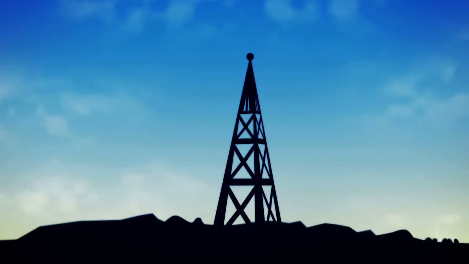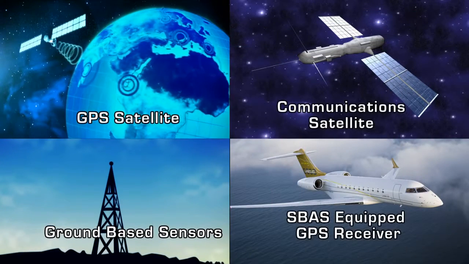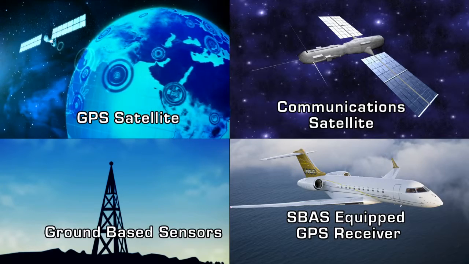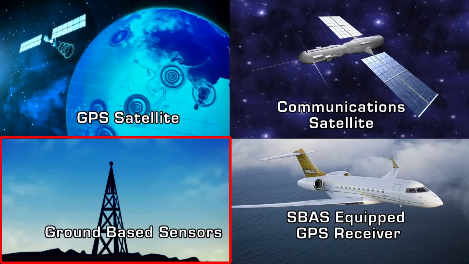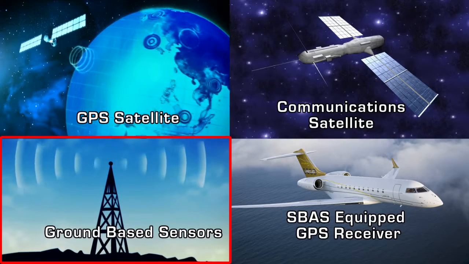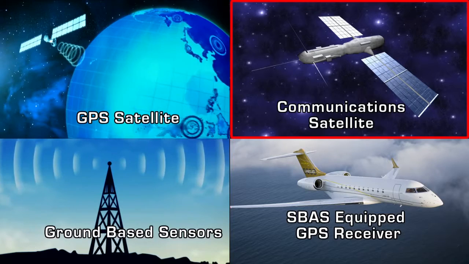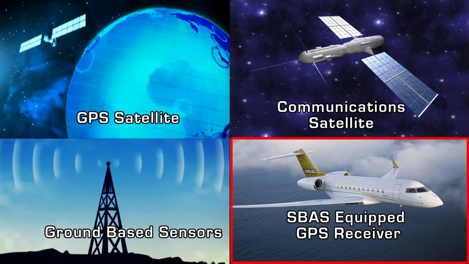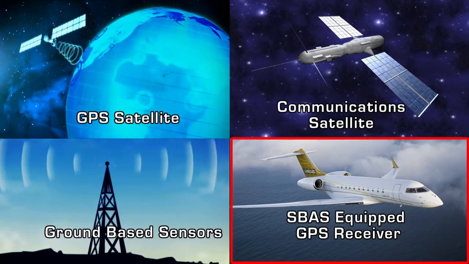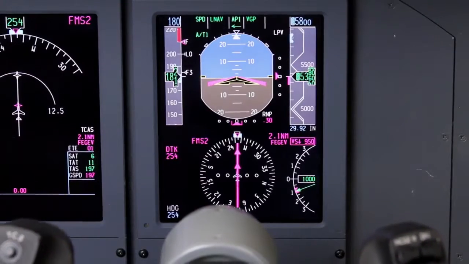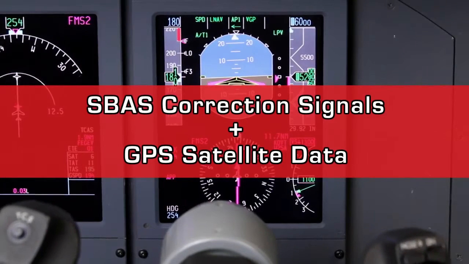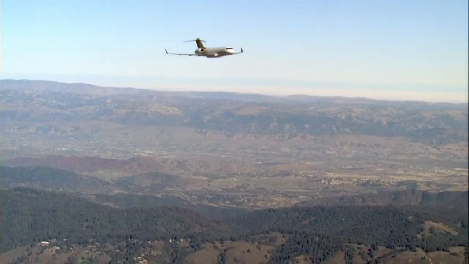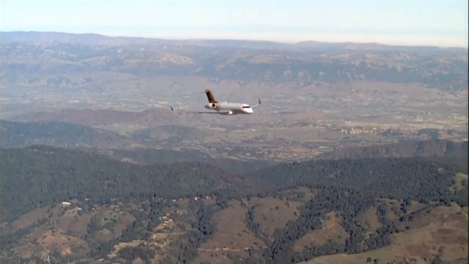An SBAS system is typically made up of a network of ground-based sensors along with space-based communication satellites and SBAS-capable GPS receivers. The ground-based sensors gather GPS signals and apply a correction to them. The correction data is then sent to a communications satellite, which in turn broadcasts the information to an SBAS-equipped GPS receiver on board an aircraft. The GPS receiver combines the SBAS correction signals with data from GPS satellites and produces highly accurate position data that is then used to fly RNAV approaches to LPV minimums.